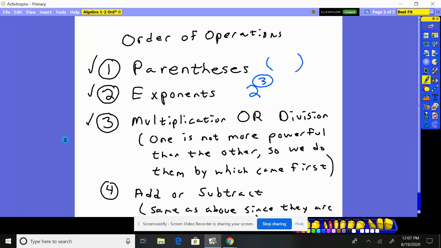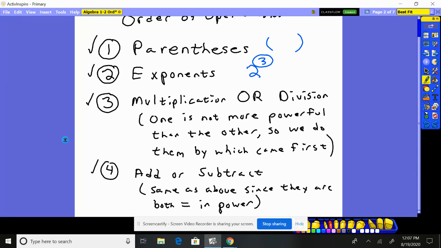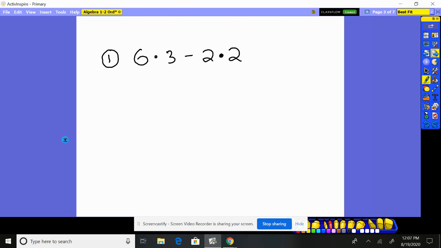The final, weakest thing, 4, add or subtract. And as it says, same rules as above. One is not more powerful than the other. So we do it left to right, whoever came first. That's how we're going to do it. So let's look at some examples.